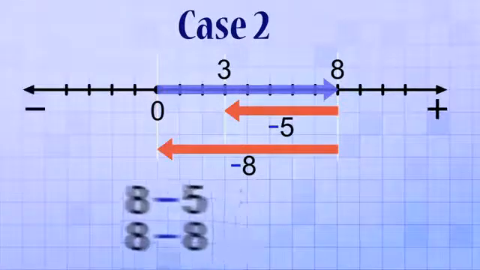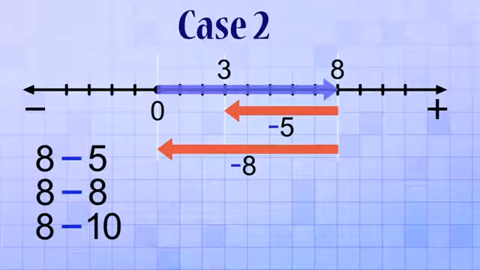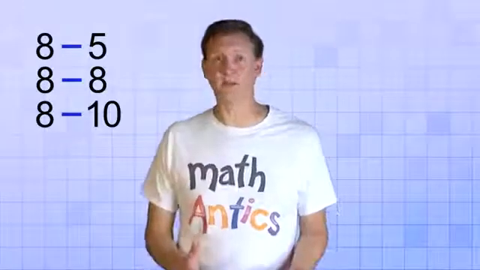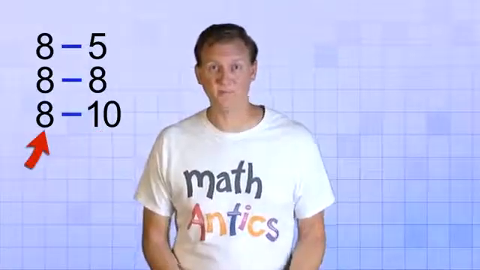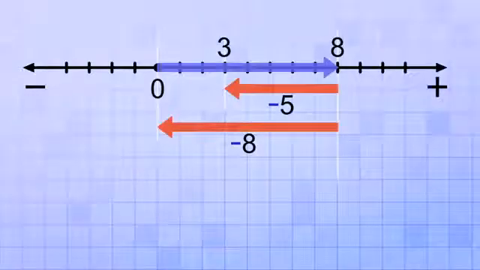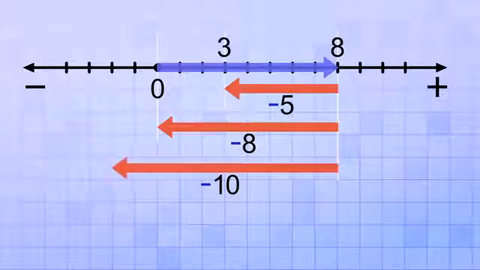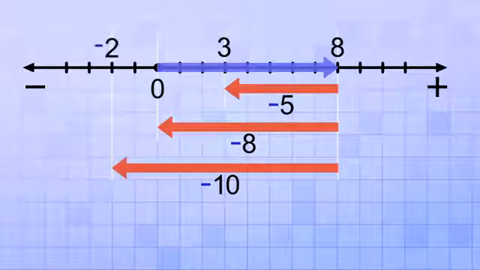But watch this. Let's start with positive 8, but then subtract 10 from it. Can we do that? Can we subtract a bigger number from a smaller one? Now we can. It just means that the answer we get will be a negative number. Starting with positive 8 and subtracting 10 takes us past 0 and down to negative 2 on the number line.